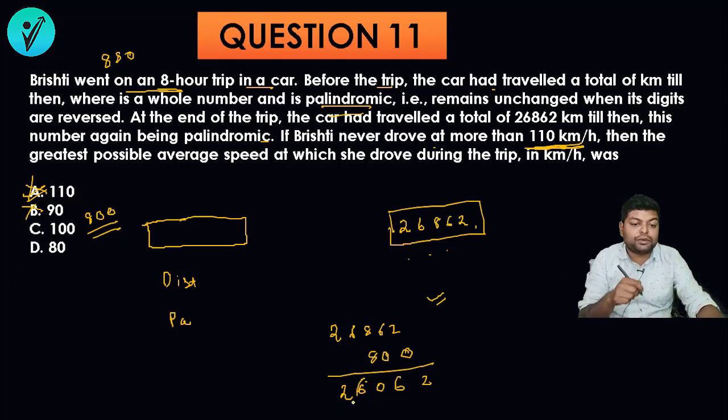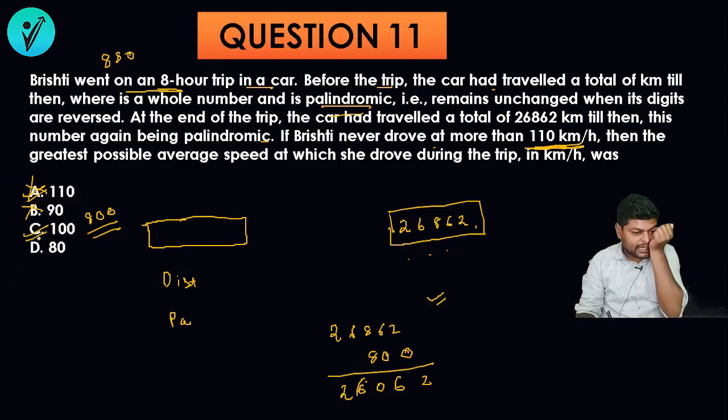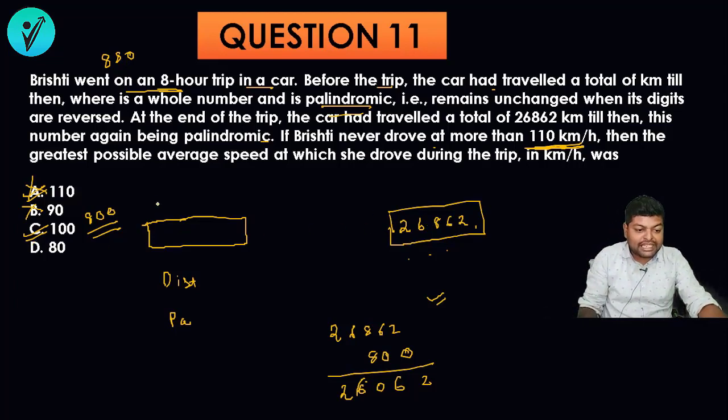So if you would have traveled with a speed of 100 kilometers per hour, in 8 hours the distance traveled would have been 800. From this, if I subtract 800, my initial distance comes out as 26062. Is this a palindromic number? Yes. So when I travel at 100 kilometers per hour, I am getting a palindromic number. So this is my answer.